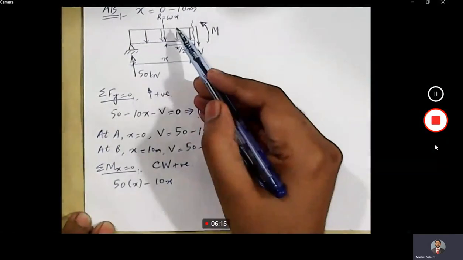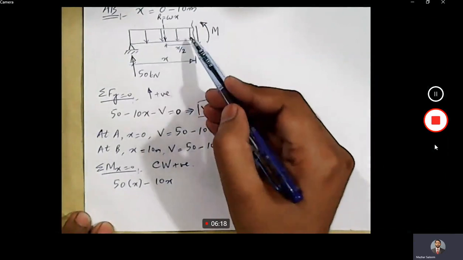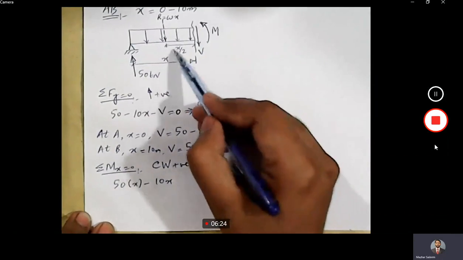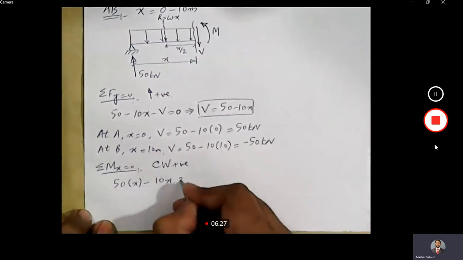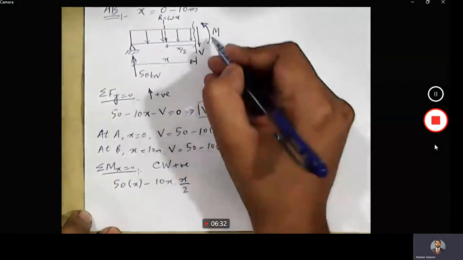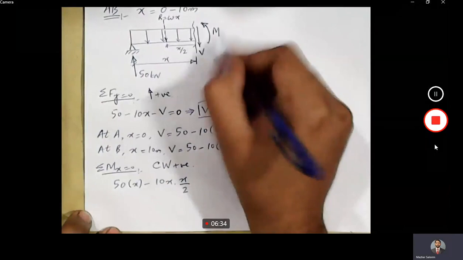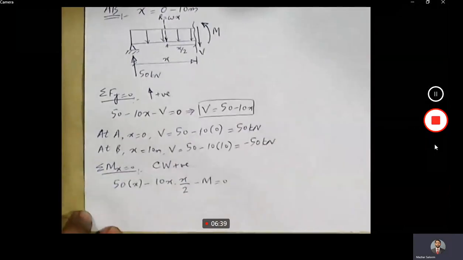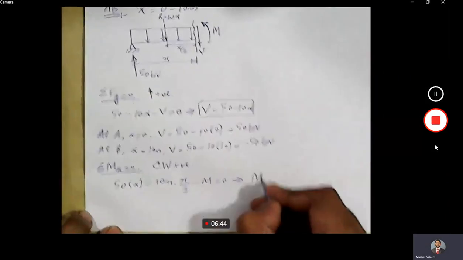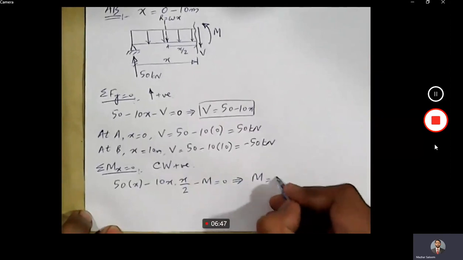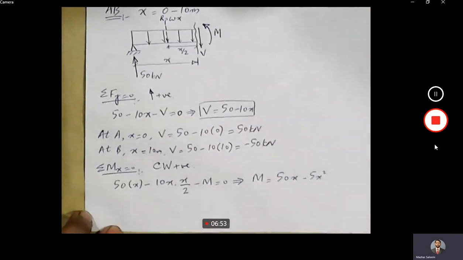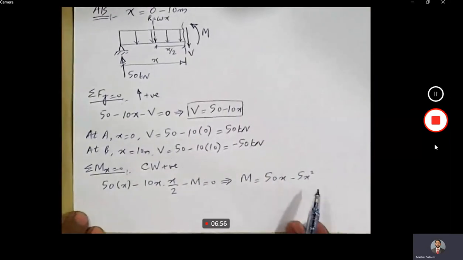10x. This 10x is the resultant of the UDL, that part of the UDL which is present on the left side of the section shown in this diagram. And what is the location of the resultant? It is x by 2. So multiplied by x by 2. That is the moment due to this UDL. And finally, we have this m, which is also acting in counterclockwise direction. So minus m is equal to 0. If I rearrange this equation, I get m equal to 50x minus 5x squared. This is the equation of bending moment for portion AP.